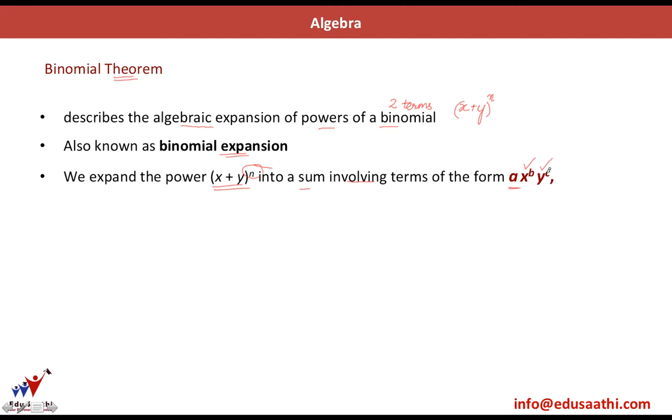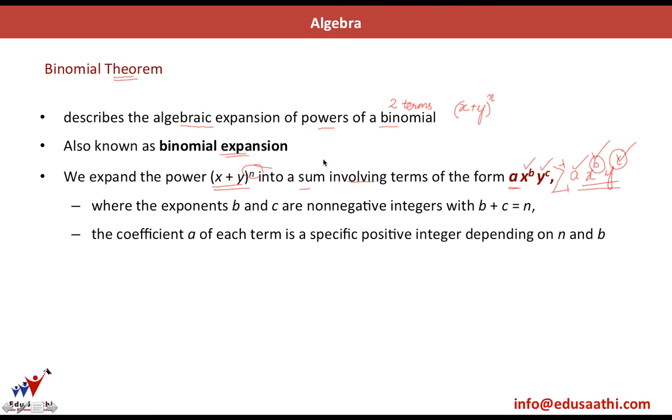So what I am doing here is getting terms of the form x raised to power b, y raised to power c. Now this b and c is what you actually have to determine, along with the coefficient which is a. And I am involving a sum. That means it's a summation of these terms with a, b and c varying, where b and c, as I've already told you, are the exponents of x and y.